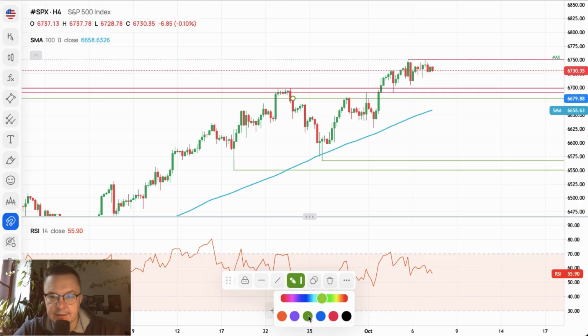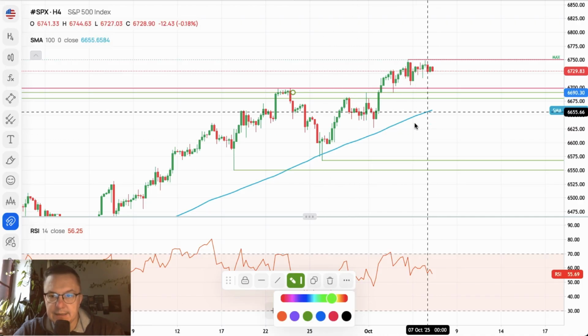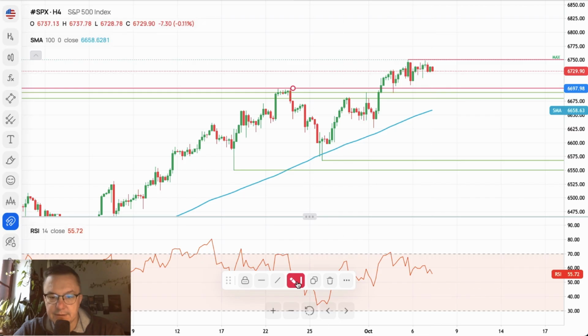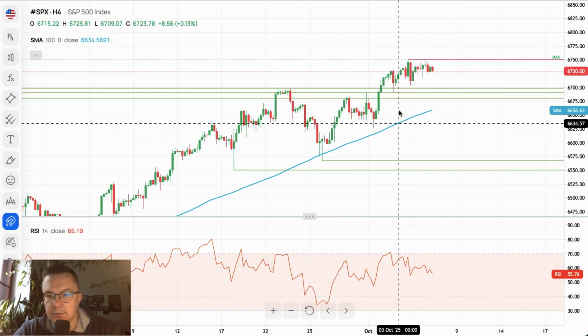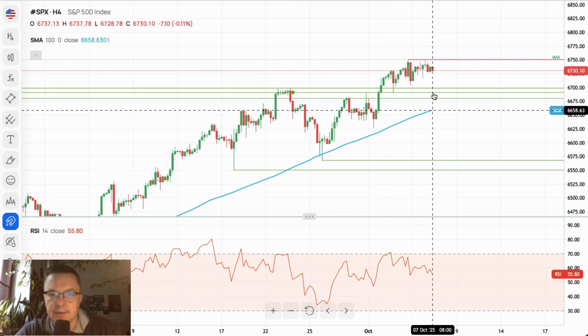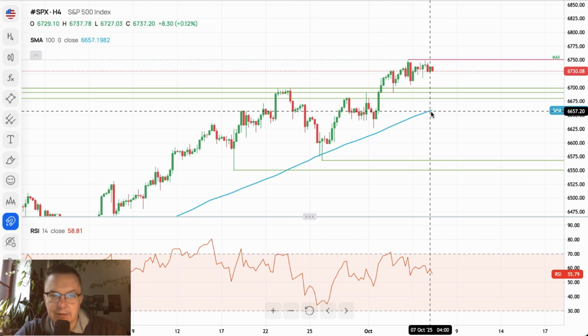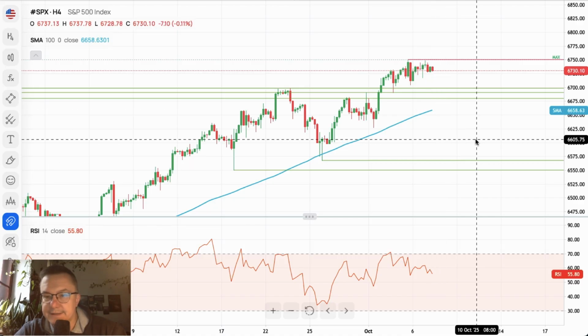So now this area here that used to be the supply zone will act as the demand zone for the bulls. So the bears need to break below this zone right now in order to hit the 100 periods moving average, and then eventually move lower. Otherwise, this situation here might develop even higher.